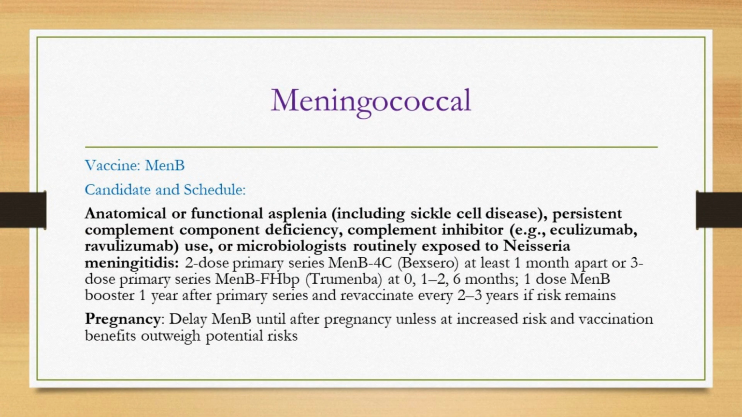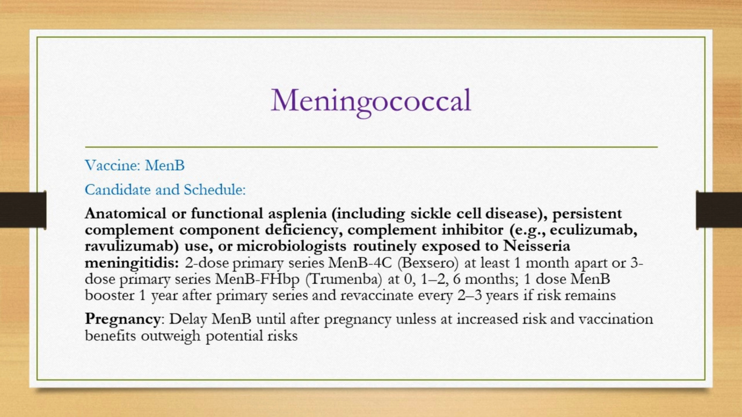MenB vaccine is also another vaccine that is given to candidates who are susceptible to meningococcal infection. These candidates include those persons who have anatomical or functional asplenia, including sickle cell disease, persistent complement component deficiency, complement inhibitors use like eculizumab or ravulizumab, or microbiologists routinely exposed to Neisseria meningitidis. They are given either a 2 dose primary series or a 3 dose primary series. The 2 dose primary series are given at least 1 month apart, or the 3 dose primary series are given at 0, 1 to 2 and 6 months.